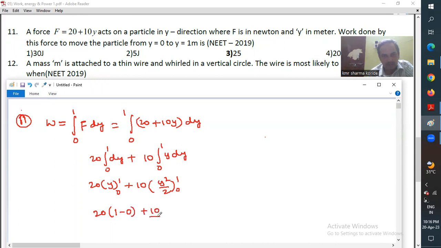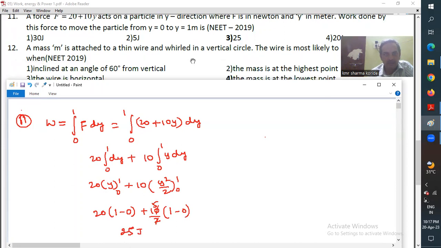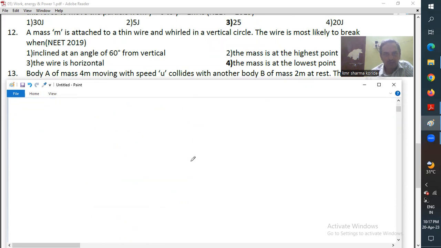Plus 10 into, so you take 2 outside. Substitution of upper limit: y square, 1 minus 0. So therefore, this is 5 times. The answer is 20 plus 5, 25 joule. So third option is correct. This is given in 2019. Now moving to the next question.